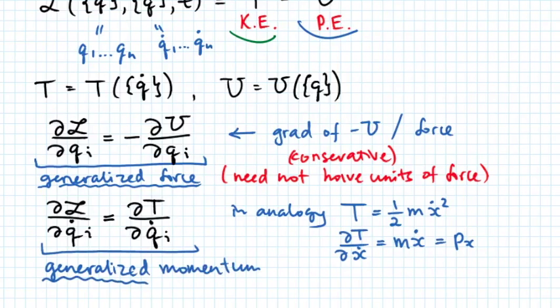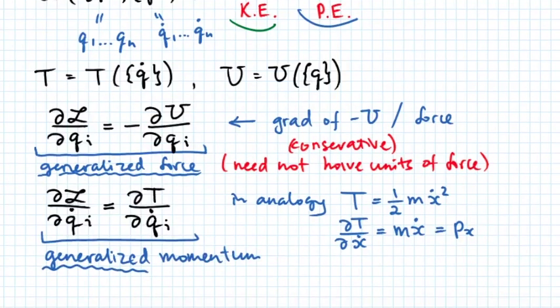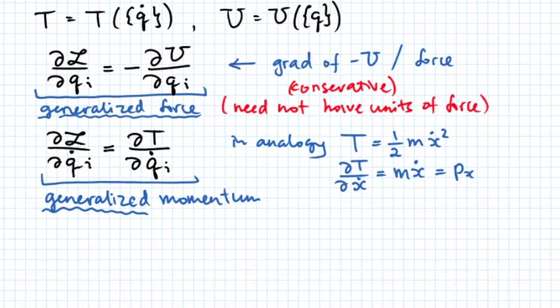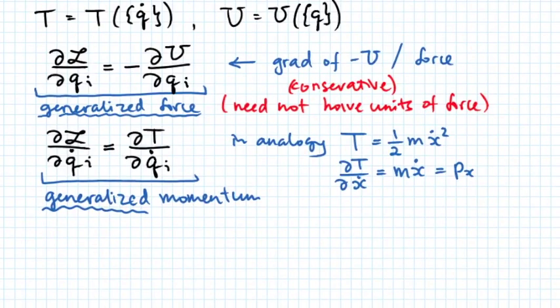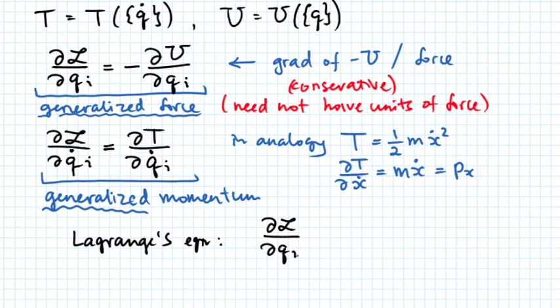Now, let's rewrite Lagrange's equation, and we will see a clear meaning of Lagrange's equations and their connection to the Newtonian formulation. We have from Lagrange's equations that the partial derivative of the Lagrangian with respect to generalized coordinate q sub i is equal to the full time derivative of the partial derivative of the Lagrangian with respect to velocity q sub i dot.